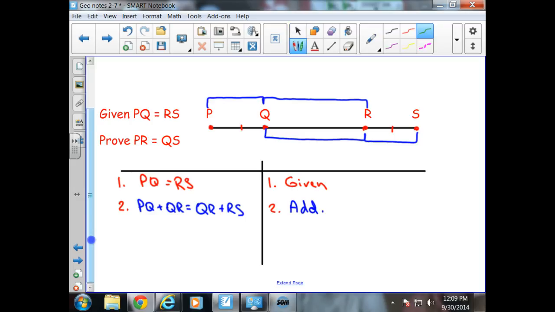All right, so since we added those, we can say that PQ plus QR equals PR. And we can also say that QR plus RS equals QS. And that is because of what you just got, the segment addition postulate.